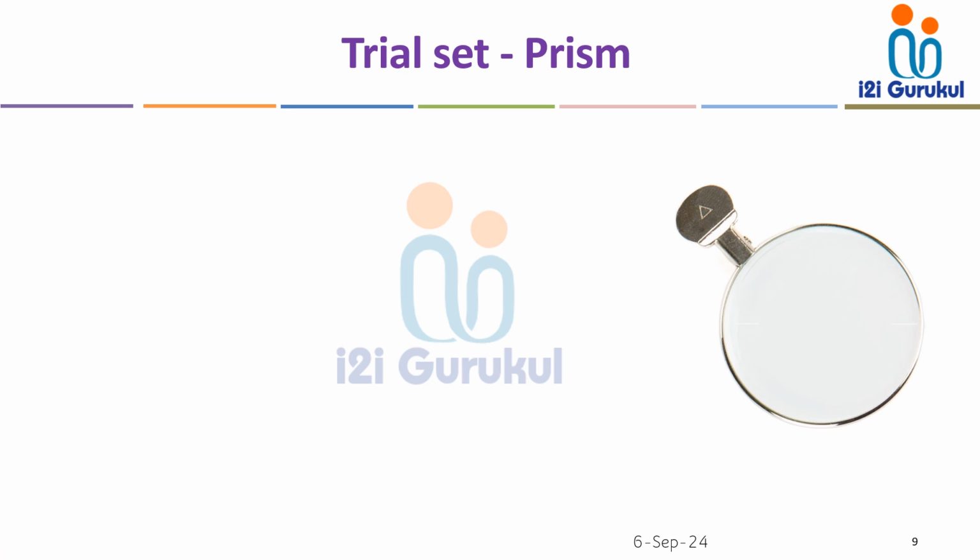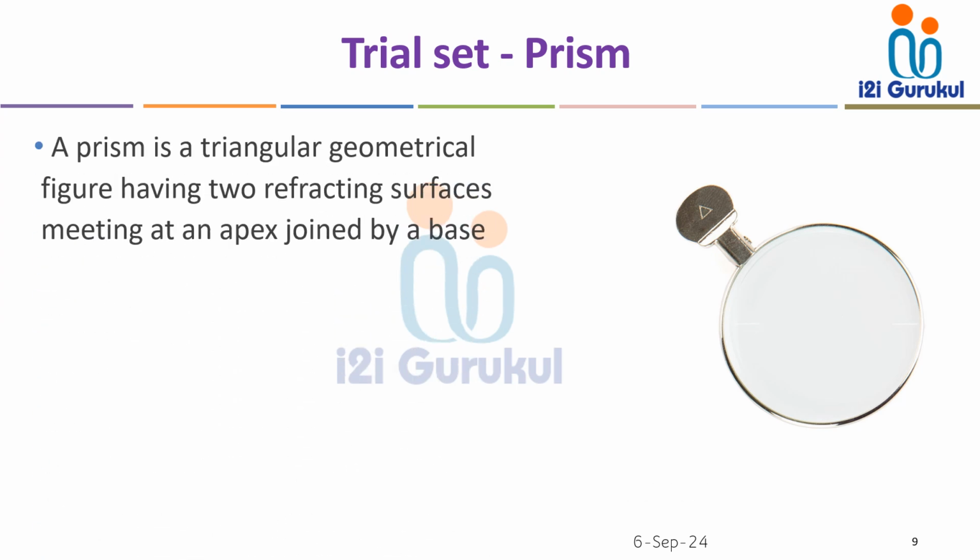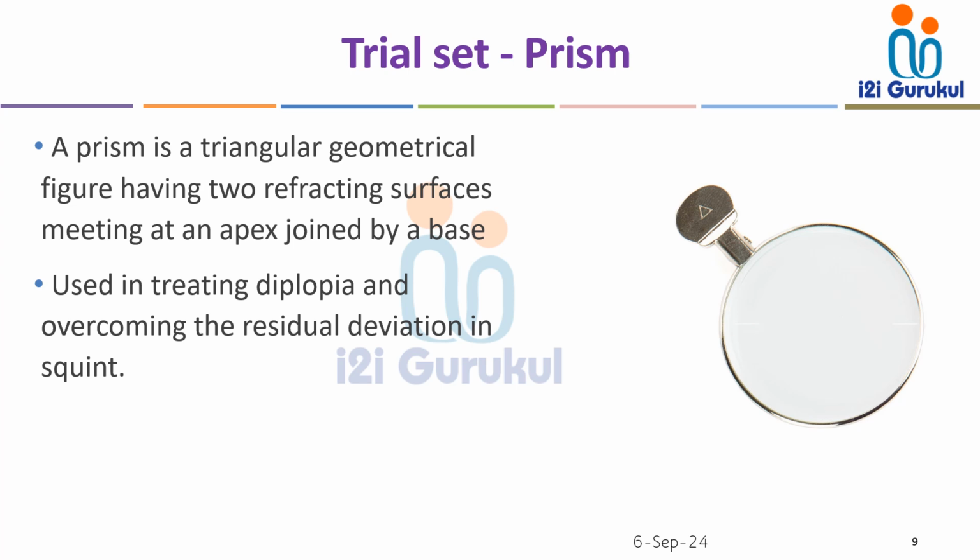Friends, coming to the next point, that is the prism lenses. You can see the image in the slide. A prism is a triangular geometrical figure having two refracting surfaces meeting at an apex, joined by the base. The prisms are used in treating diplopia and overcoming the residual deviation in squint.